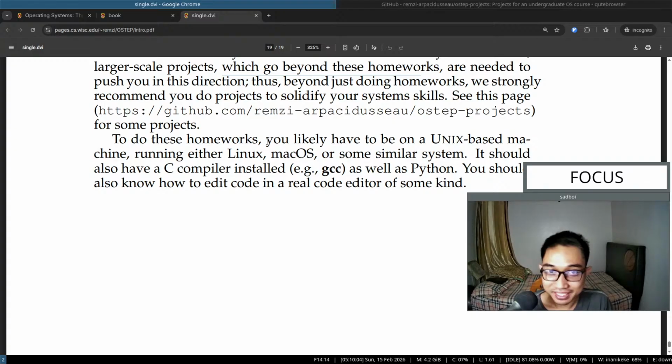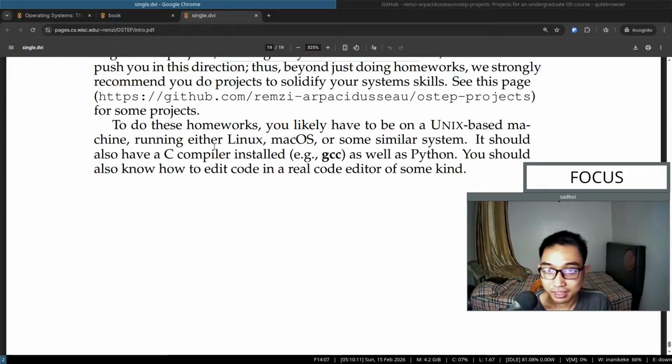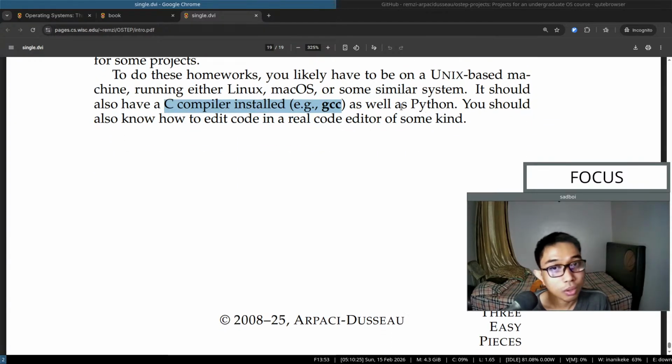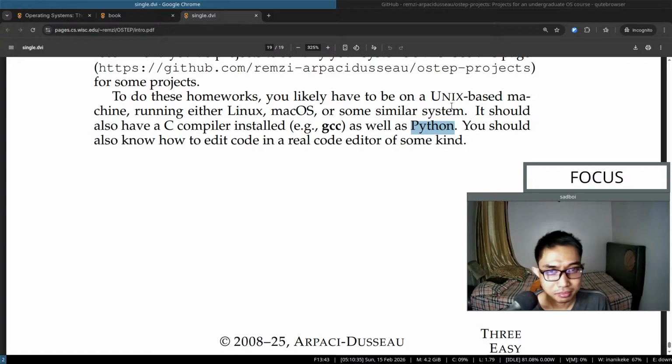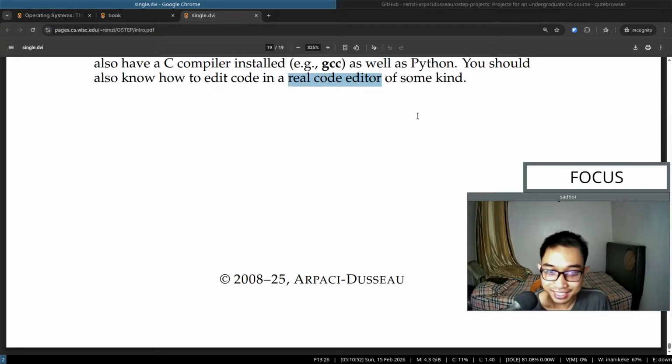Okay, to do these homeworks, you likely have to be on a Unix-based machine, running either Linux, macOS, or some similar system. It should also have a C compiler installed, like GCC, as well as Python. Are we gonna use Python too? Okay, interesting. You should also know how to edit code in a real code editor of some kind.